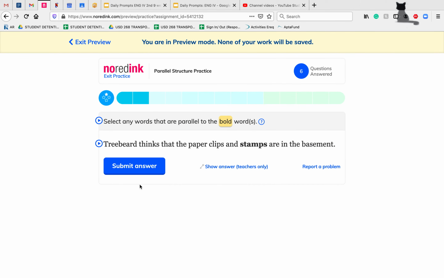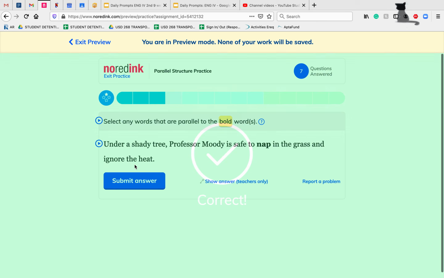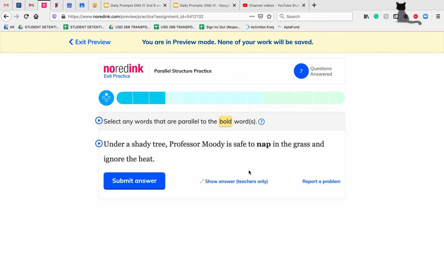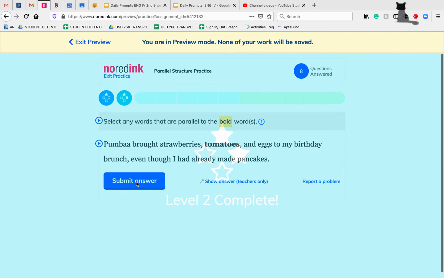Treebeard thinks that the paper clips and stamps are in the basement. We've got two nouns that we're referencing here. So that's what this one's really going to ask you to do. Hopefully it's not too tricky for you. You're really just finding the words that match. So it's safe to nap and ignore. So that one's dealing with our verbs.